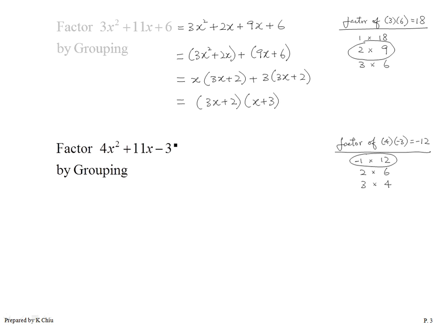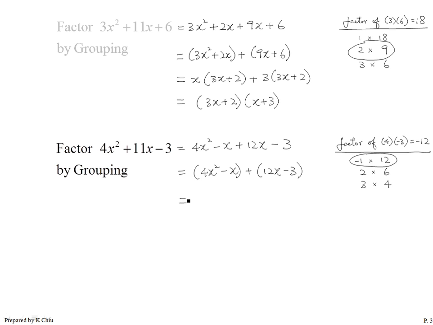So now I will break up the middle terms. First term and the last term stay the same, and the 11x becomes minus x plus 12x and minus 3 like this. So far so good, right? And so I'm going to group the first two terms together, and then plus I'm going to group the last two terms together.